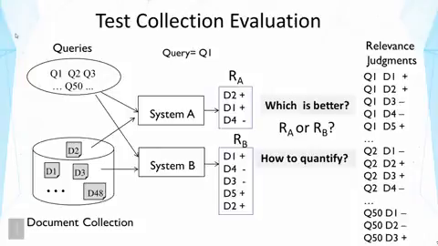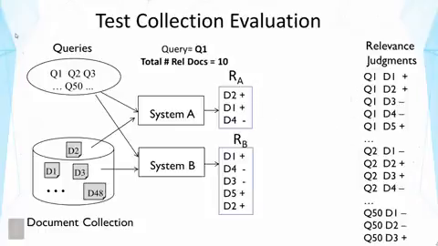We can then run two systems on these data sets to quantitatively evaluate their performance. And we raised the question about which set of results is better. Is system A better or system B better? So let's now talk about how to actually quantify their performance.